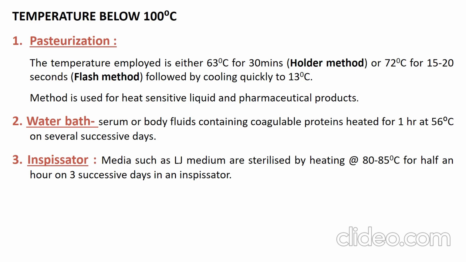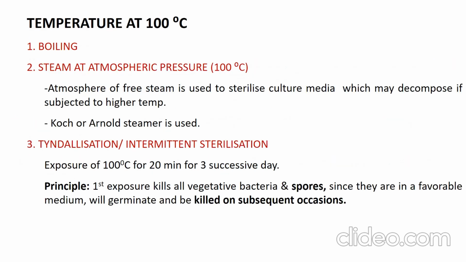Next is the temperature above 100 degrees Celsius. For example, we have the autoclave, which works on the principle of steam under pressure. Water boils when its vapor pressure equals that of the surrounding atmosphere. If the atmospheric pressure is raised, the boiling temperature is also raised. At normal pressure, water boils at 100 degrees Celsius, but in a closed vessel like an autoclave, the boiling temperature of water also increases.